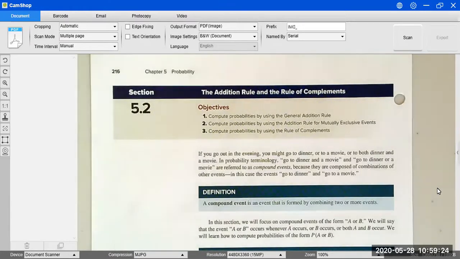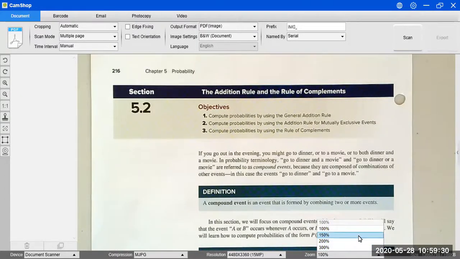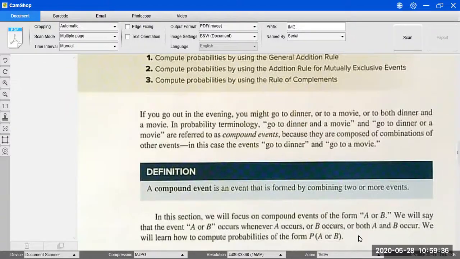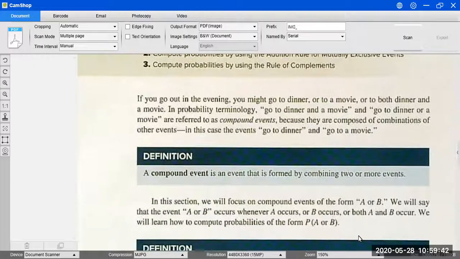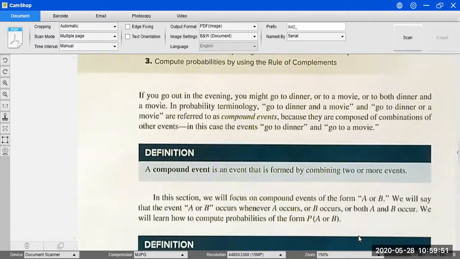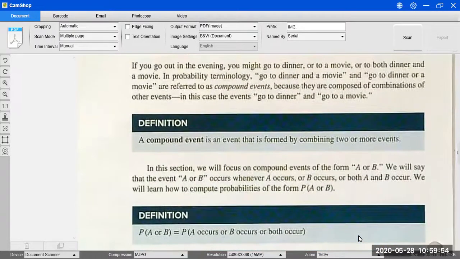The first thing we're going to learn today is a compound event. The definition, on page 216, is that a compound event is an event that is formed by combining two or more events. There are many kinds of compound events. The ones that we're going to study in this section are events of the form A or B, so we're going to use the OR operator. The probability of A or B is the probability that A occurs or B occurs or both occur.